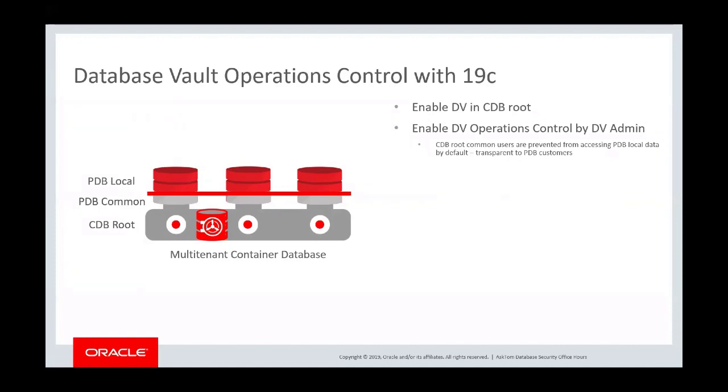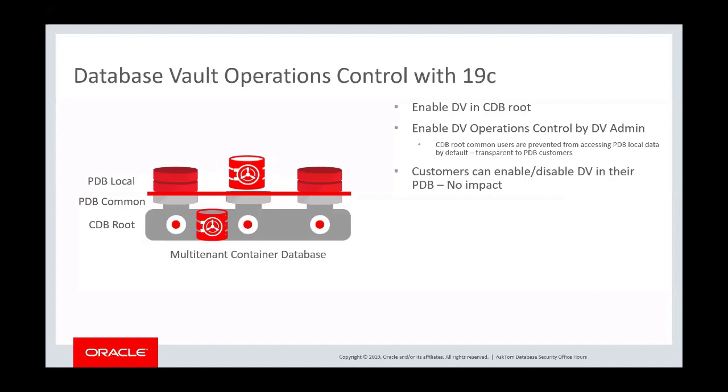Then at the root level, the Database Vault operations control is enabled. This isn't the realm. This is the new control that blocks. It's actually just a simple check that's done to block common user access to local data in the PDBs. And the reason I've got this separation line in the middle of the PDBs is that in the PDBs there is some common user metadata that's available in there as well. What it does is any common user is blocked from accessing local PDB data.